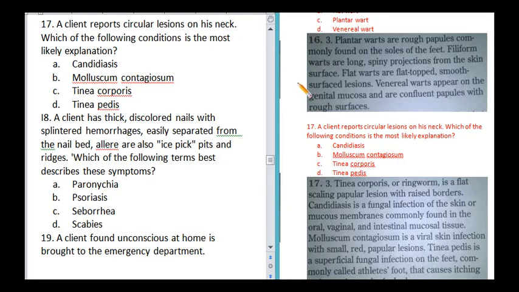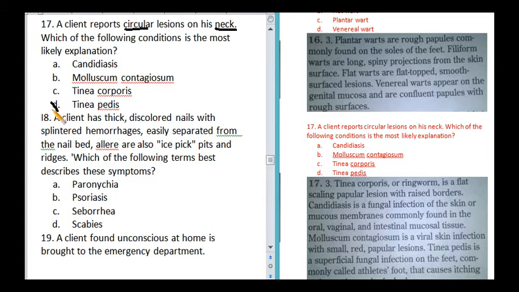Next, number 17. Client reports circular lesions on his neck. Which of the following condition is the most likely explanation? A. Candidiasis, B. Molluscum contagiosum, C. Tinea corporis, or D. Tinea pedis? So, take note that the description of the lesion is circular and is found in the neck. So based on this, let's try to eliminate some options.